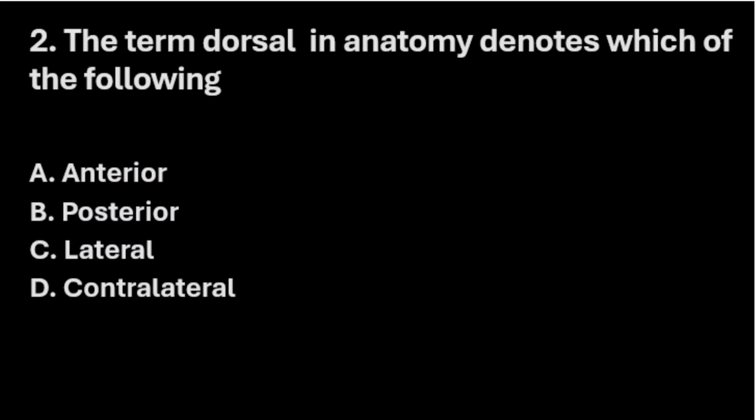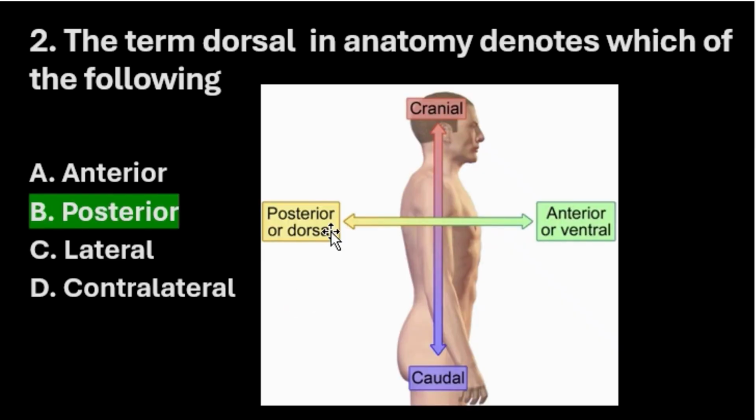Next question, the term dorsal in anatomy denotes which of the following? Option A anterior, option B posterior, option C lateral, and option D contralateral. The right answer here is option B posterior. See the diagram here. The posterior is dorsal and anterior is ventral. The upper portion is cranial and the lower portion is caudal. So posterior, anterior, cranial, caudal.